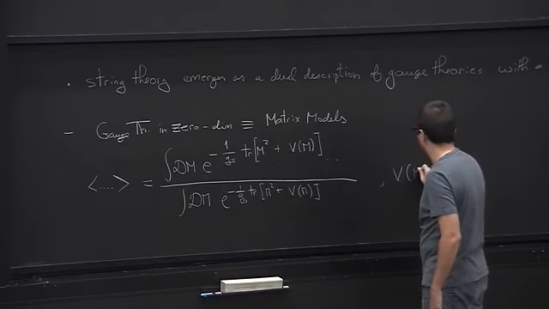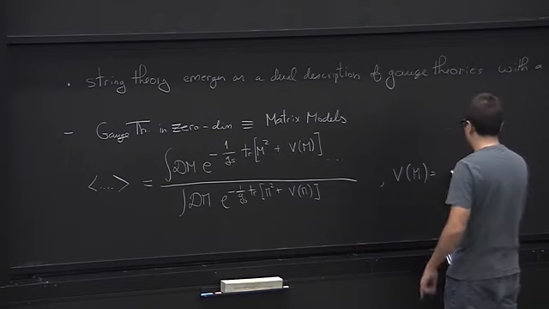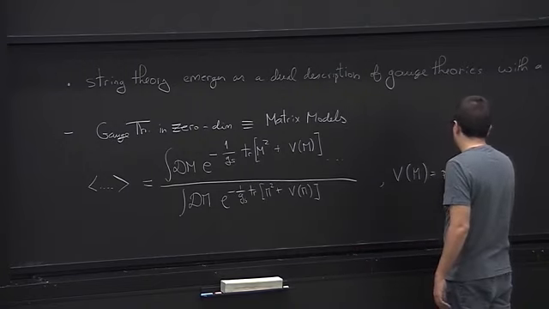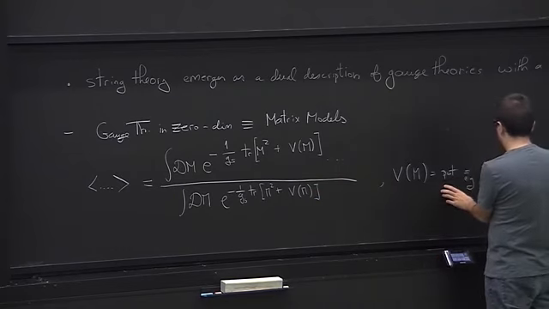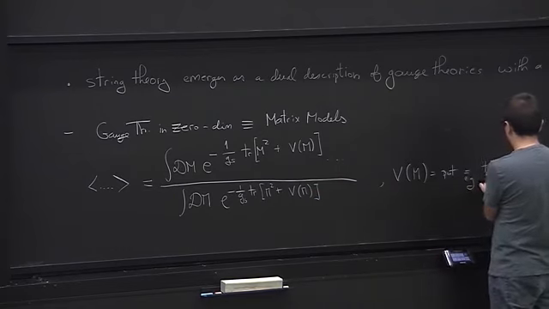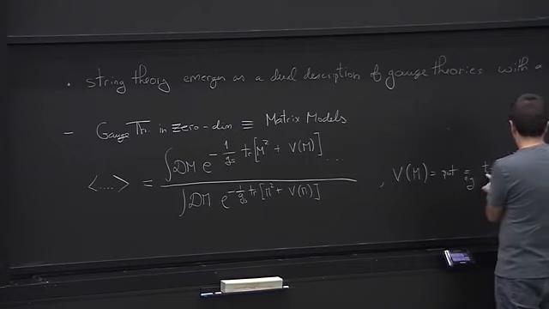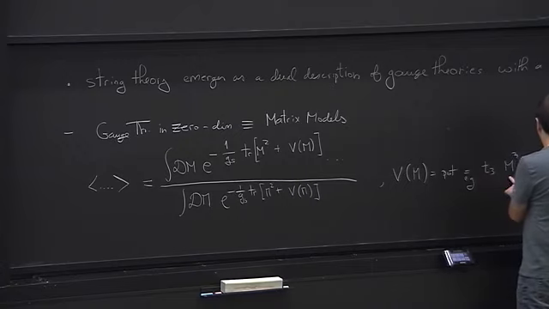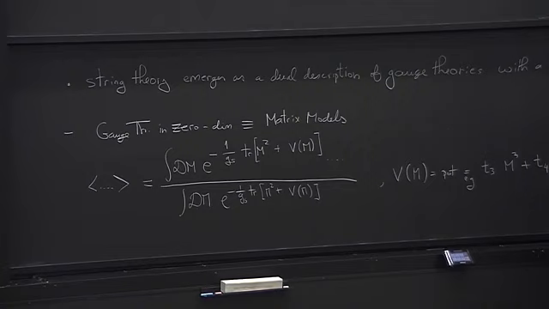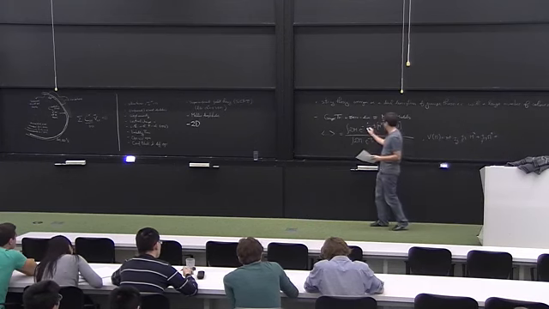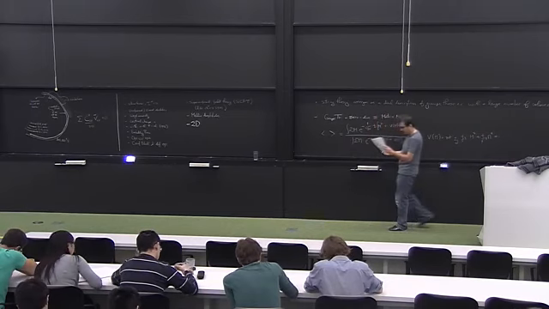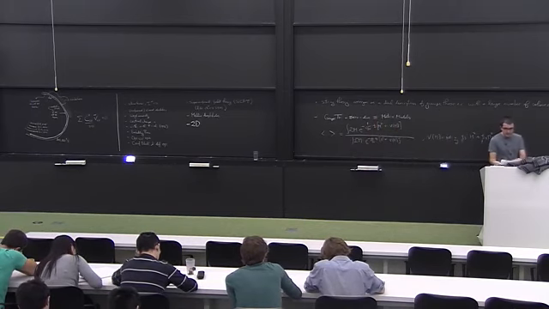Where V of M, don't copy yet because I'm going to check normalization. V of M is some potential, which can be, for example, just m cubed, I don't know if I'll put over 3, I'll check again, m cubed plus t4 m to the 4 plus dot dot dot. Okay, let me check now. Okay, I normalized it like this, and I put the 2 here. Okay, very good. So this is a theory.